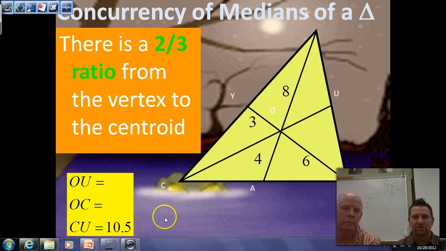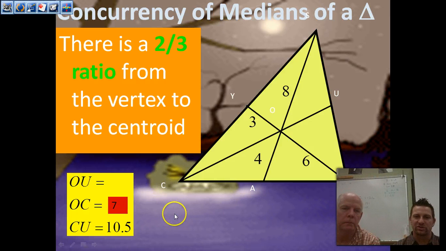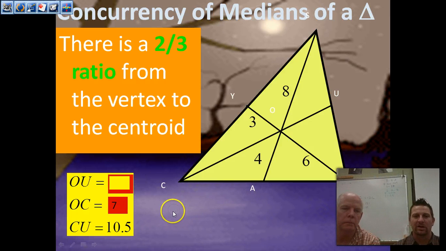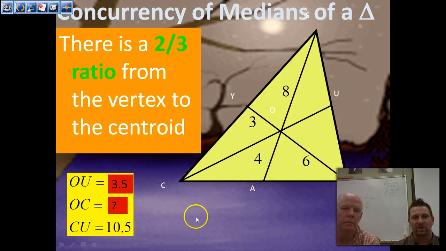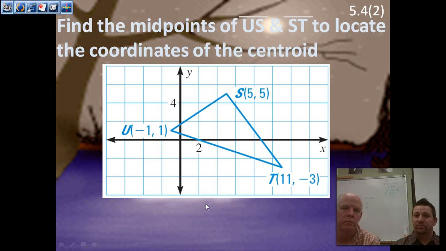All right. So let's just move this thing forward. So they give you that 7 straight away, and then the 3.5 for OU, which we figured out by dividing 10.5 by 3. All right. Now, the next thing you're going to want to do is find the midpoints of US and ST to locate the coordinates of the centroid.